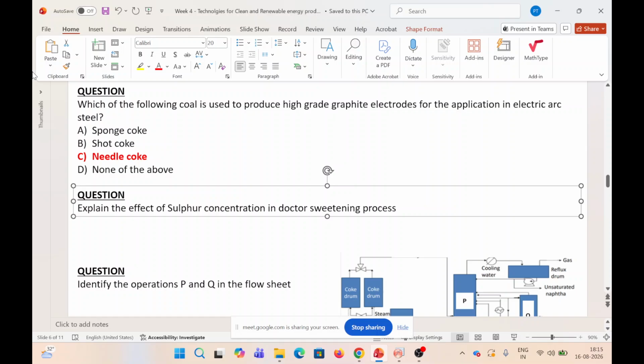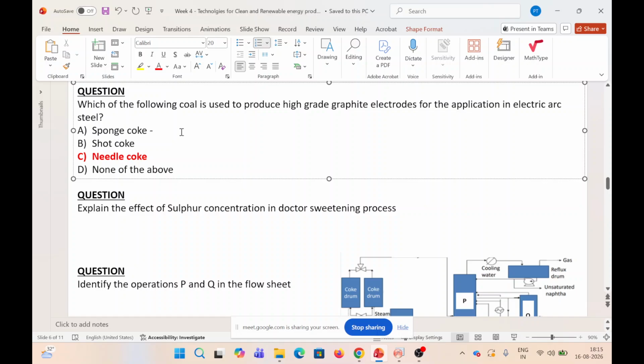So kindly have a look at this, and once you have, please let me know what is the application for each one of them as well. In case of needle coke, one example where it is actually used is in high grade graphite electrodes, then where are shot coke and sponge coke used, and what is typically the difference between sponge coke, shot coke, and needle coke? The answer for this question is needle coke. But what is exactly the difference between all three varieties of coke, and what is the application for each one of them?